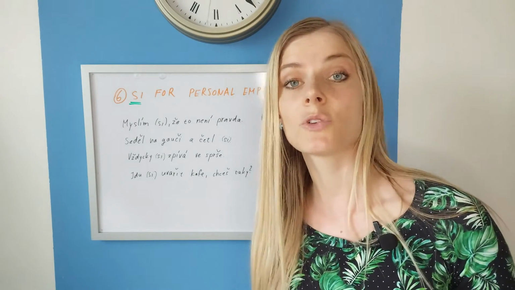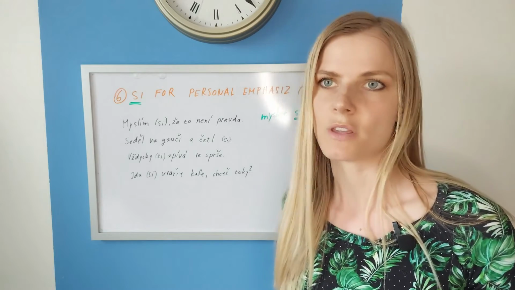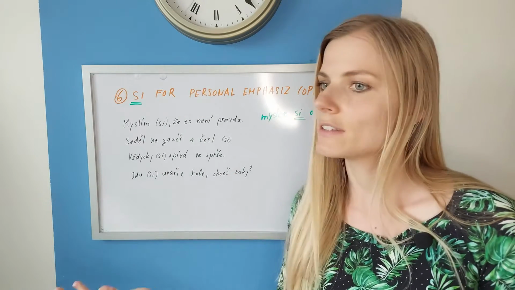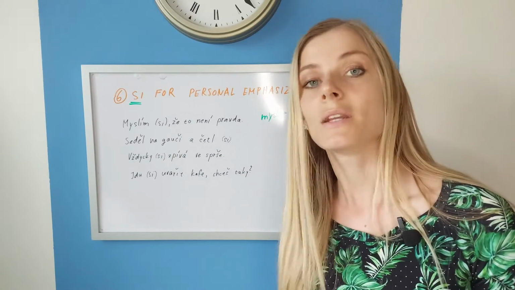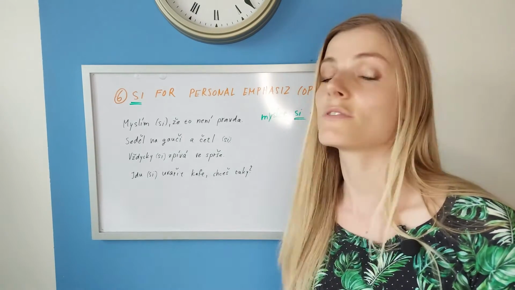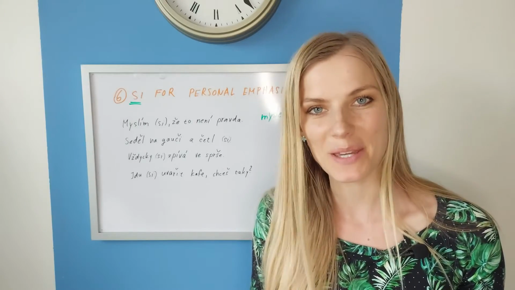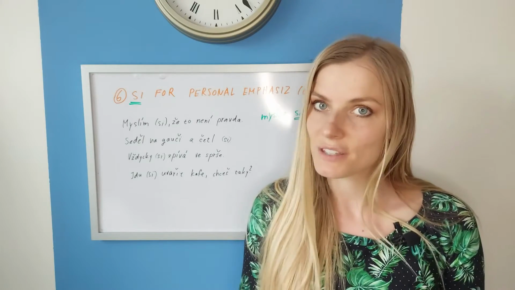So you can think about all kinds of verbs that would be describing an activity that we can do by ourselves or with other people. And many times you can use si to emphasize that we do it for ourselves. This is the end of this topic. We've talked about 6 categories.